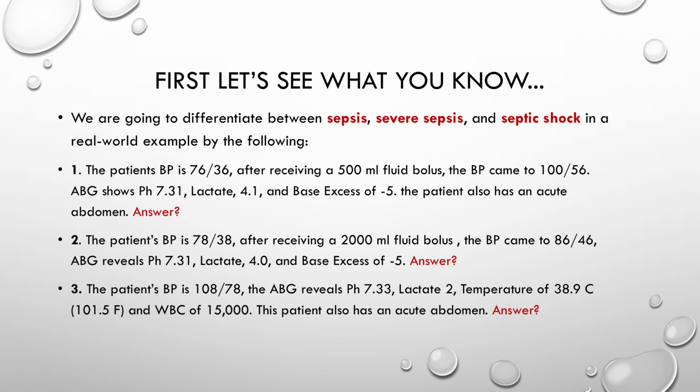Number 3, the patient's blood pressure is 108/78. The ABG reveals a pH level of 7.33, a lactate of 2, a temperature of 38.9 degrees Celsius, which is 101.5, and a white blood cell count of 15,000. This patient also has an acute abdomen. So you have the signs of the elevated temperature, the elevated white cell count, fairly normal blood pressure, but an altered ABG. So what do you think that answer is?